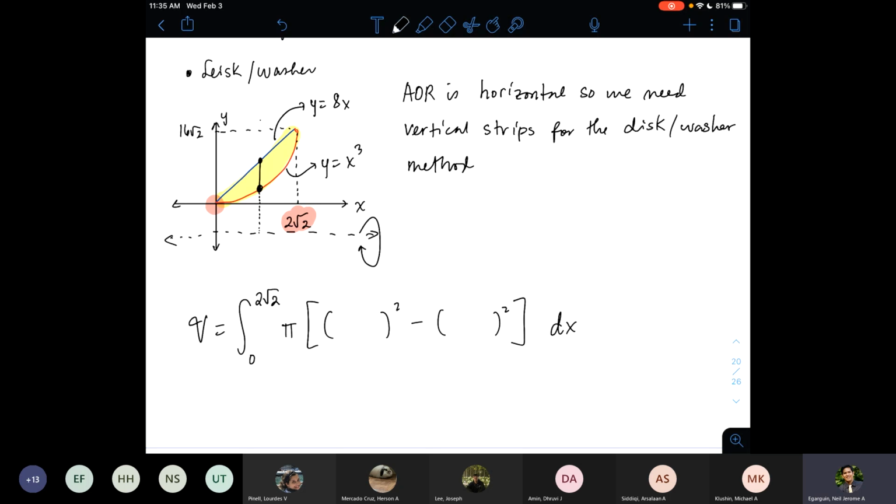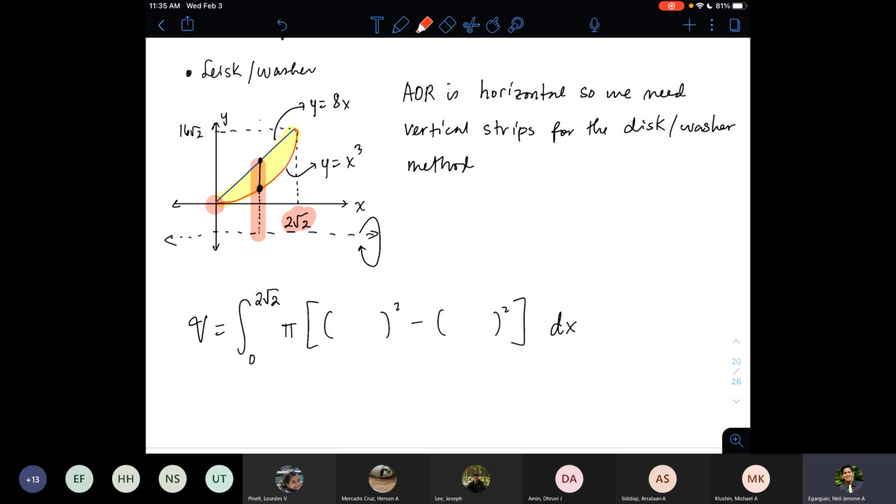Okay. Now, what's the outer radius? The outer radius is the entire length of the vertical strip coming from the AOR towards the endpoint of the region. So how long is that vertical strip?